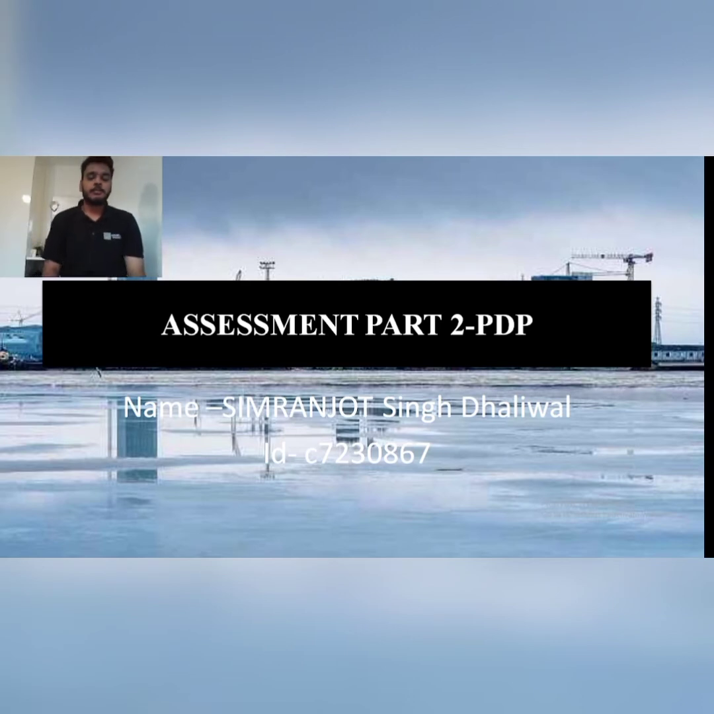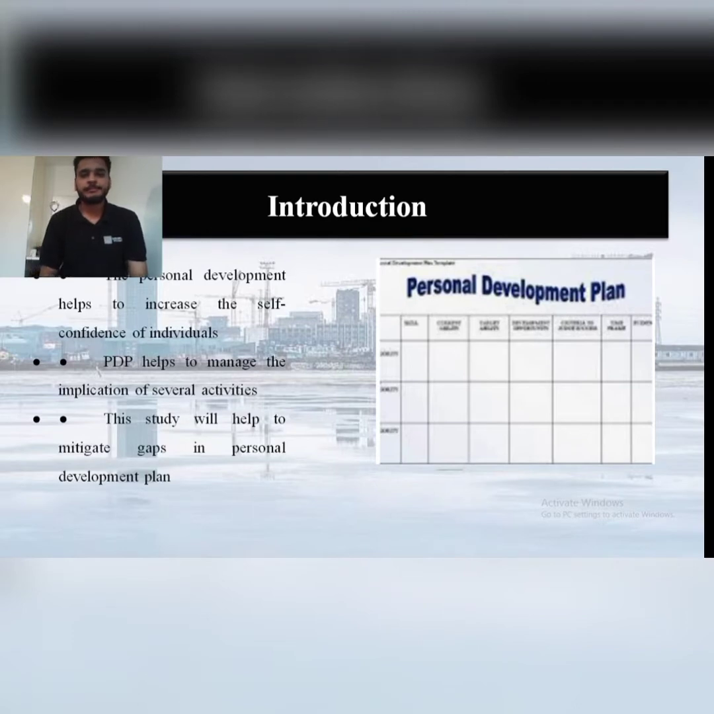c7230867. So first of all, I'm going to talk about the introduction. In the introduction, personal development helps to increase the self-confidence of individuals. PDP helps to manage the implication of several activities. This study will help to mitigate gaps in a personal development plan.